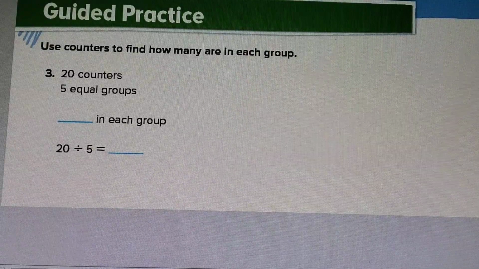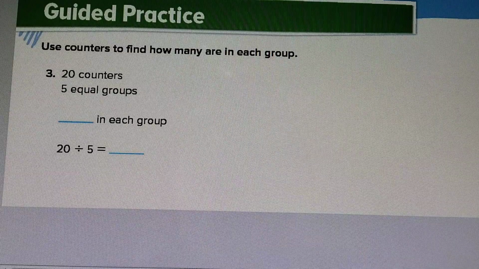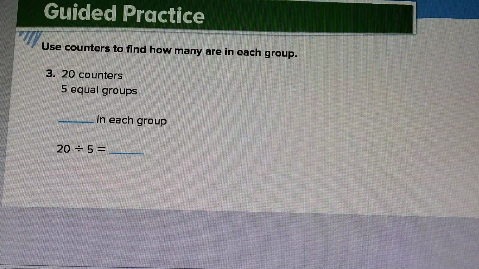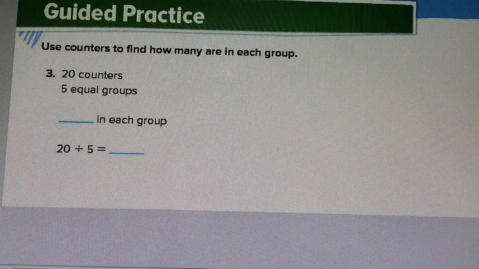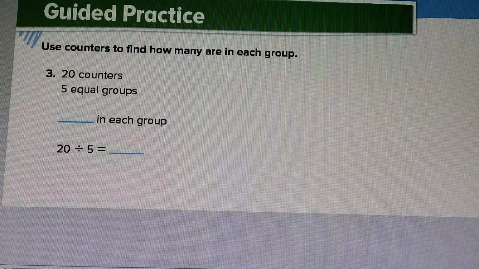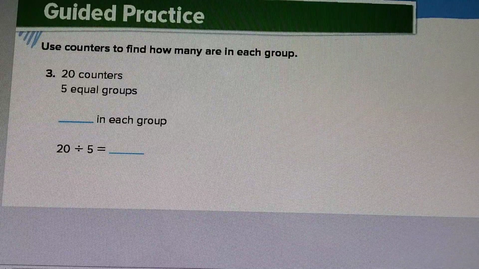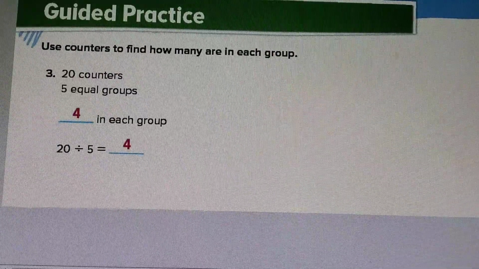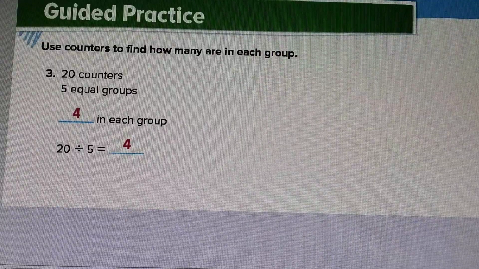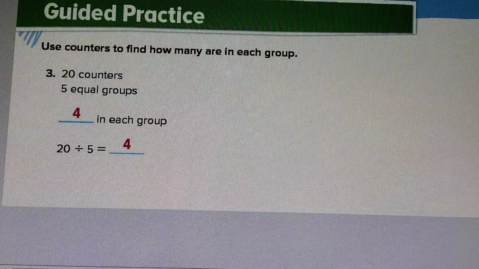Guided practice number 3. Use counters to find how many are in each group. You'll need 20 counters. You're going to put them into 5 equal groups, so you'll partition them one at a time until you're out of 20 counters. When you're finished, you'll find that there are 4 in each group, so 20 divided by 5 equals 4.